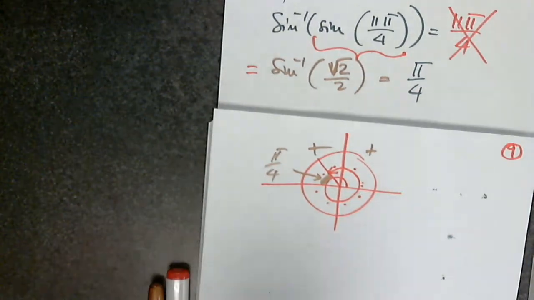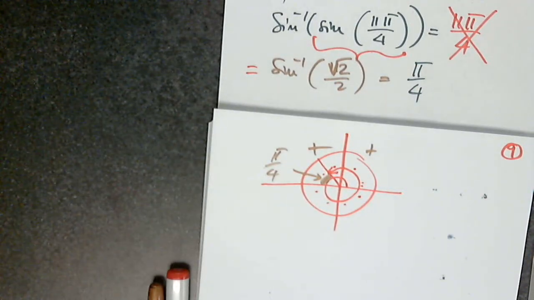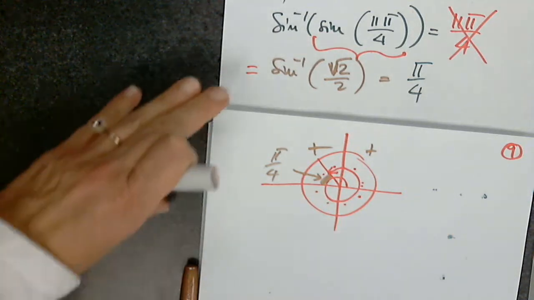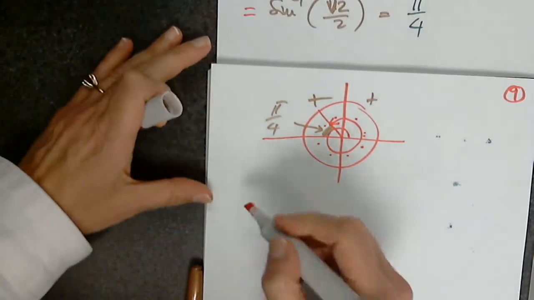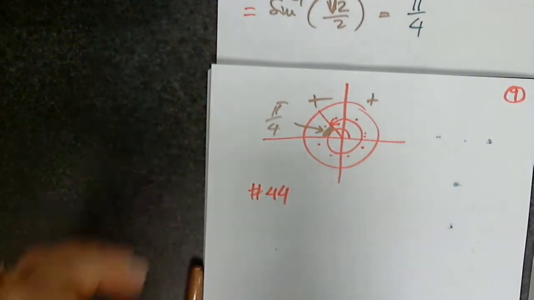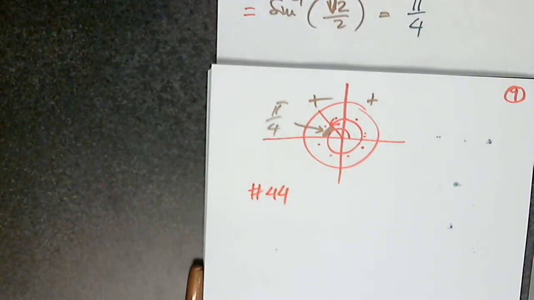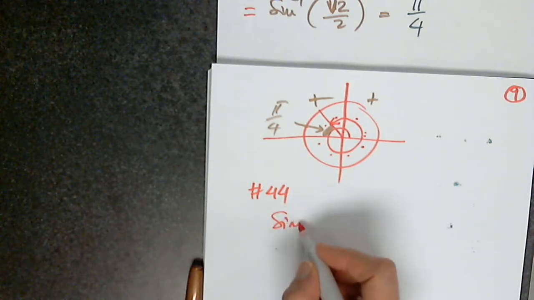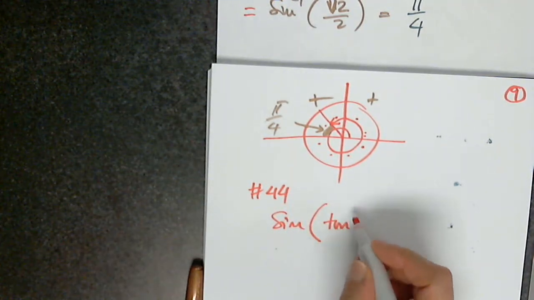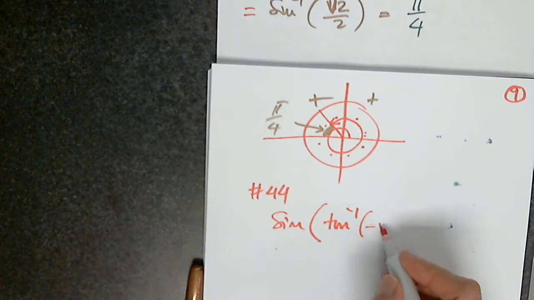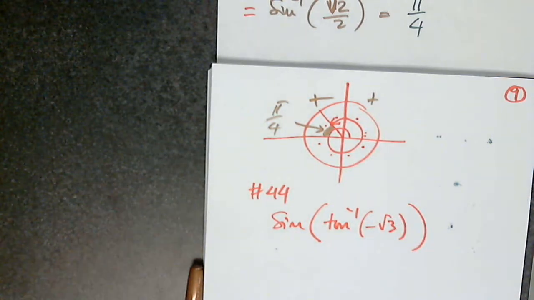Good, let's choose one more and then we go to chapter 6. Choose anything else you want. 44. Okay, 44. Where are you, 44? Okay, sine of tangent inverse of negative the square root of 3.